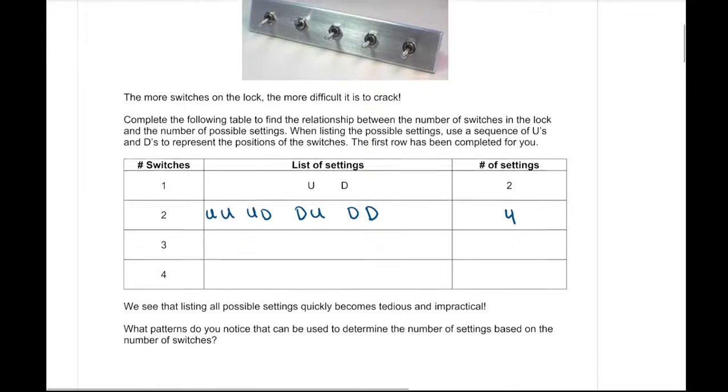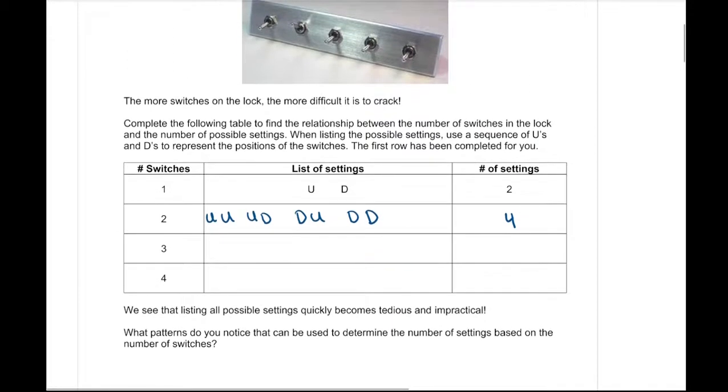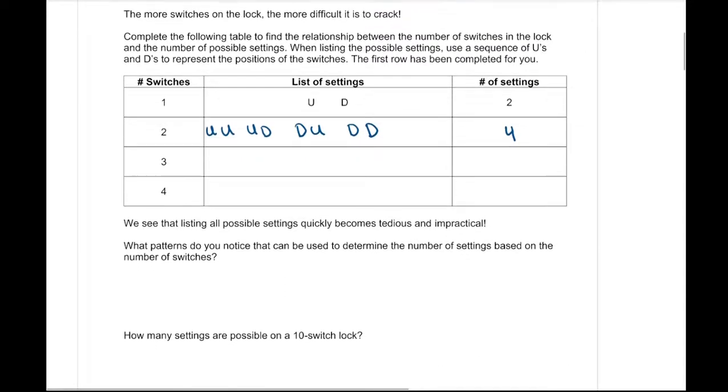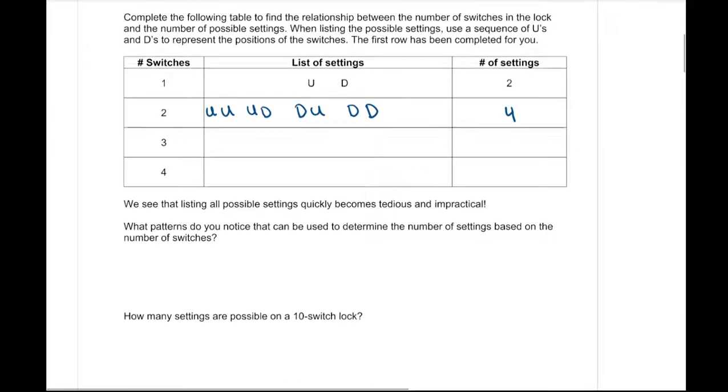What I want you to do is try to go through and determine how many settings there are for 3 switches and 4 switches. And then we're going to come back and take a look at the relationship between the number of switches and the settings. If you can get through that, you can try to figure out how many possible settings there are when you have a 10-switch lock.